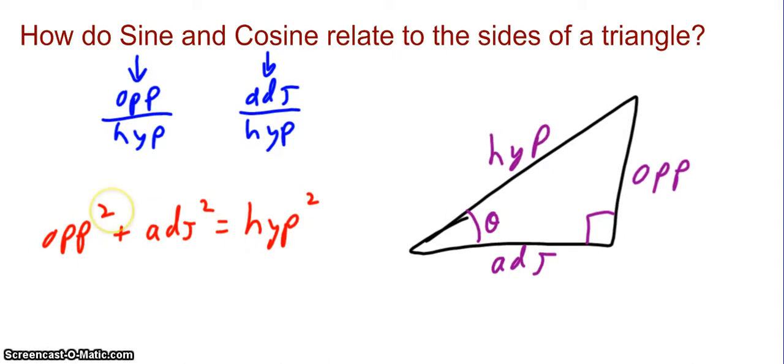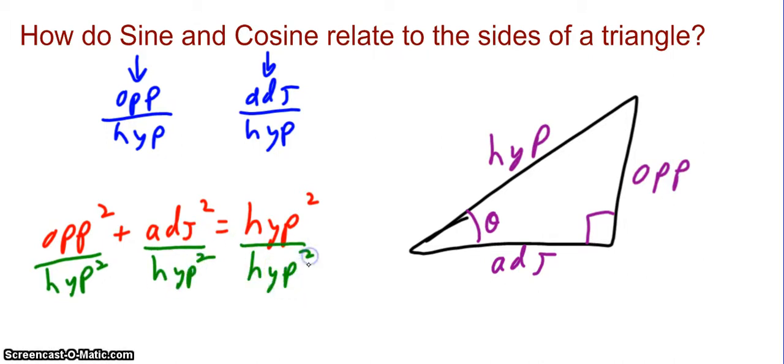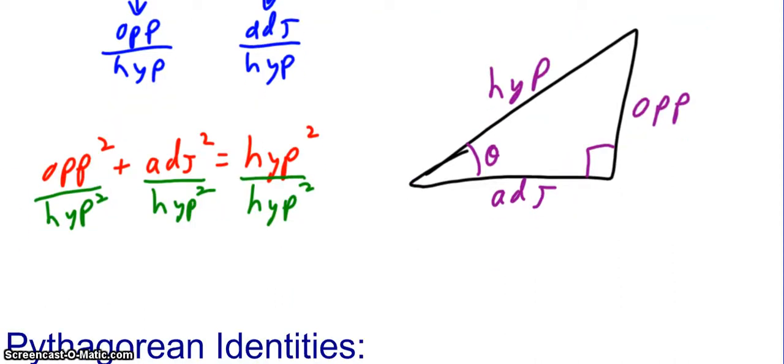But since these are all squared, I actually want to divide by hypotenuse squared. So if I divide each of these by hypotenuse squared, because algebraically if I do one thing to one piece of an equation, I have to do it to every piece. Now, what am I left with?